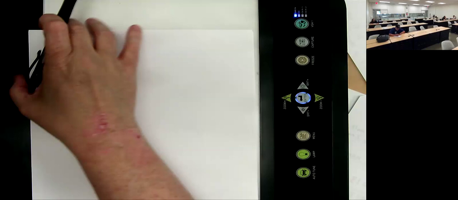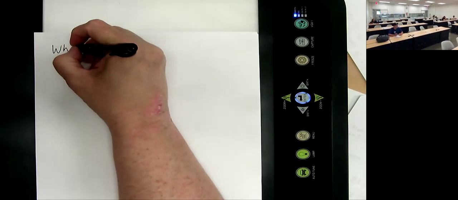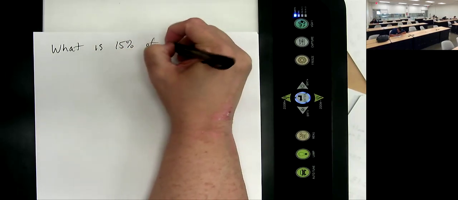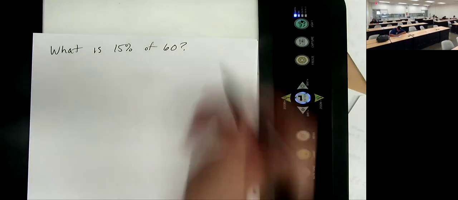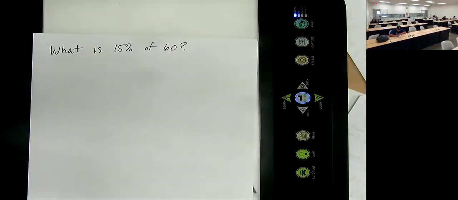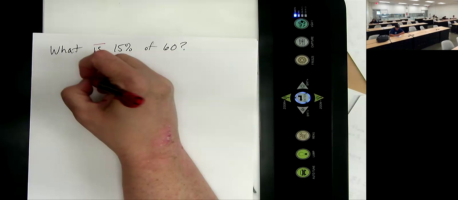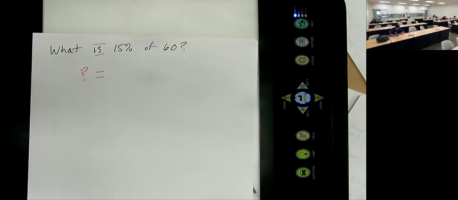Here's ones that kind of connect with where we're going. What is 15% of 60? Now, this is one I didn't mention earlier, maybe I should have. So that our equal sign is. What is some unknown value? We don't know what it is. I'm gonna use a question mark for a variable now. We don't need to use letters.